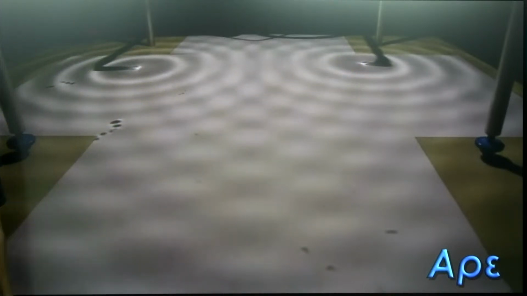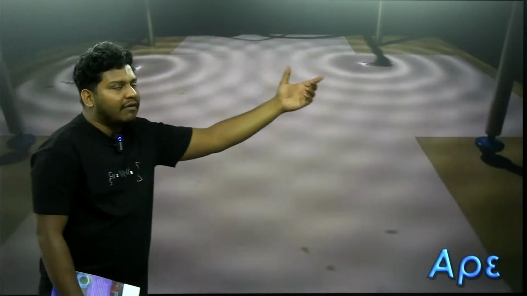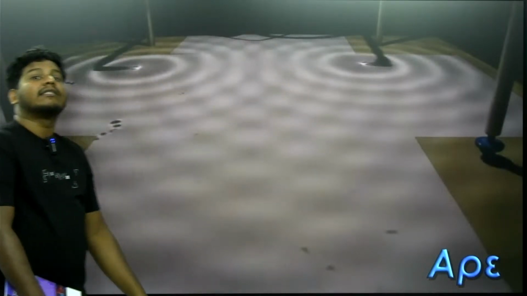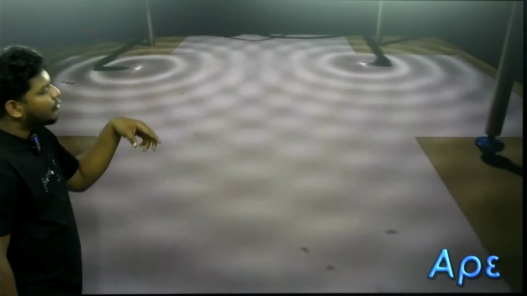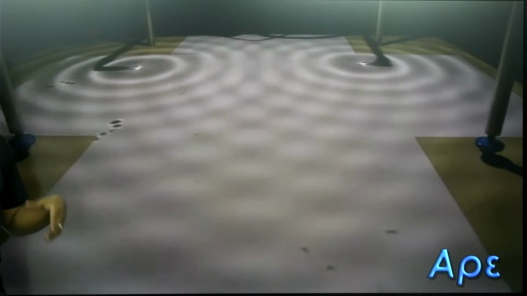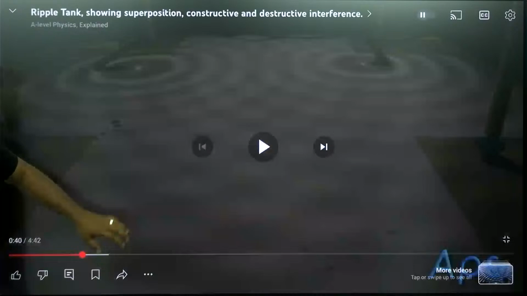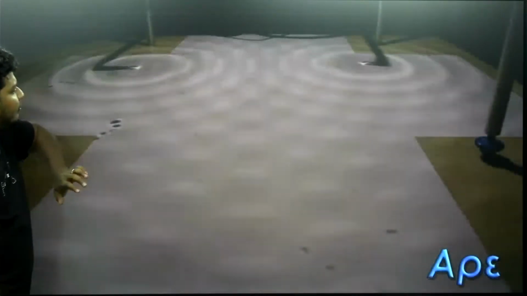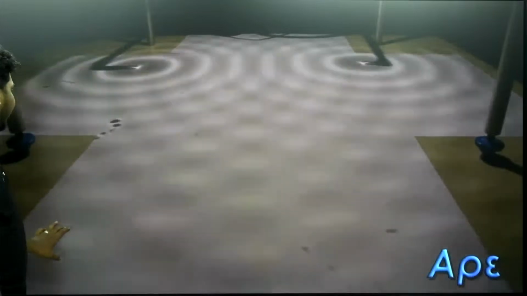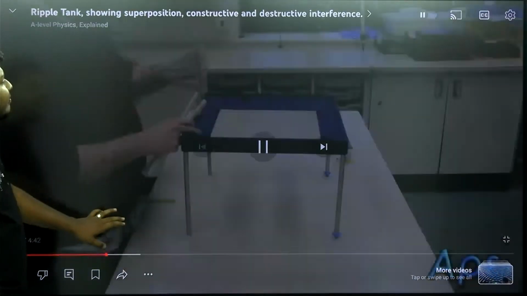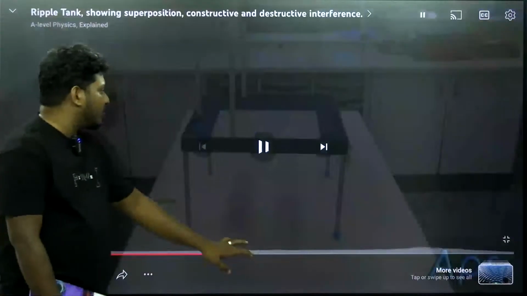Those are vibrating together, and they are creating circular waves. They are creating what? Circular waves. When they are creating the circular waves, those two will interfere, and the pattern will look like this. Look at how it looks like. Okay, right. So we can experiment the interference as well in the ripple tank.